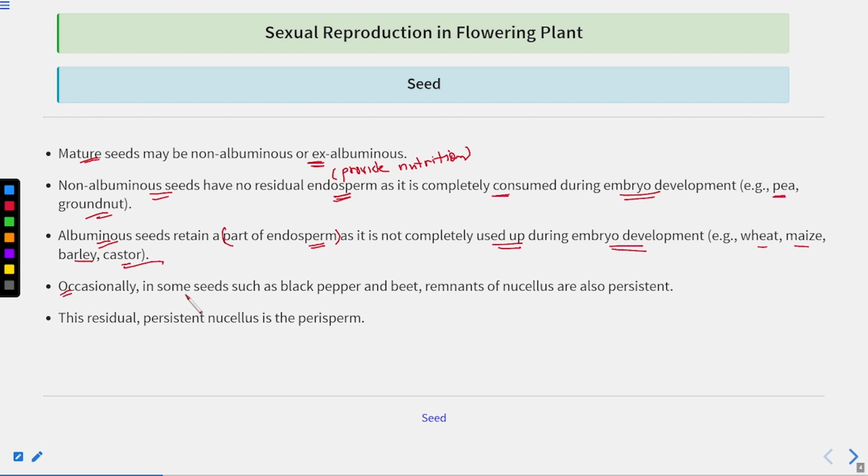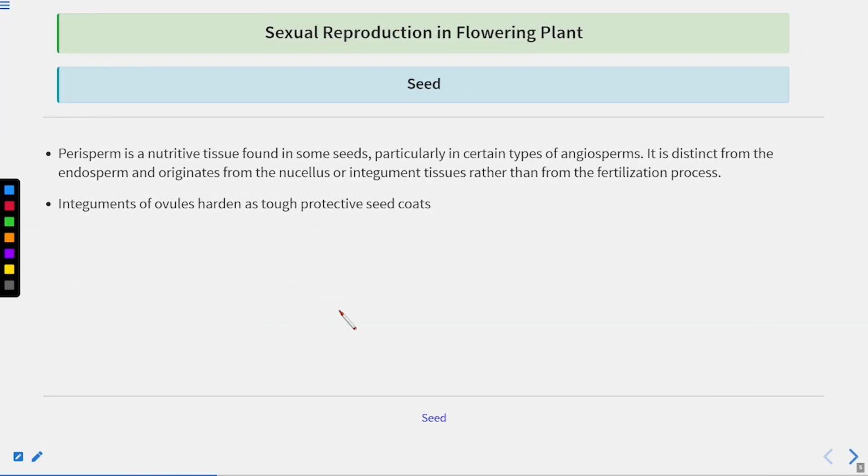Now, occasionally in some seeds such as black pepper and beet, remnants of the nucellus are also persistent. So nucellus cells are usually what? They are diploid. These cells are present around the female gametophyte. I mean to say the female gametophyte is embedded in the nucellus. Clear? Now this residual persistent nucellus is known as the perisperm.